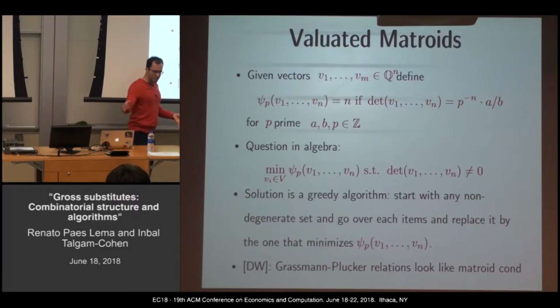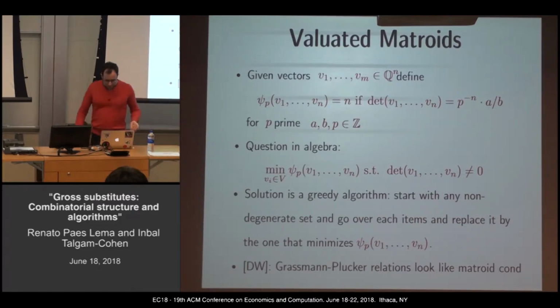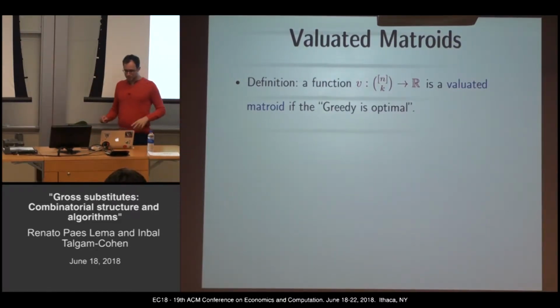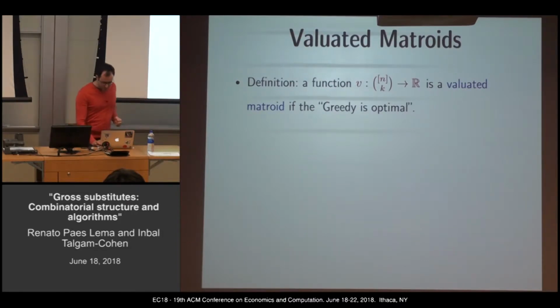And if you do one pass of that, doing the greedy algorithm for every v, you get the optimal solution. Which I thought was really nice. It's really surprising to me. And then they were asking, okay, which other functions have the same property? Which other functions are defined under subsets of size k, such that greedy is optimal? And they call this valuated matroids.